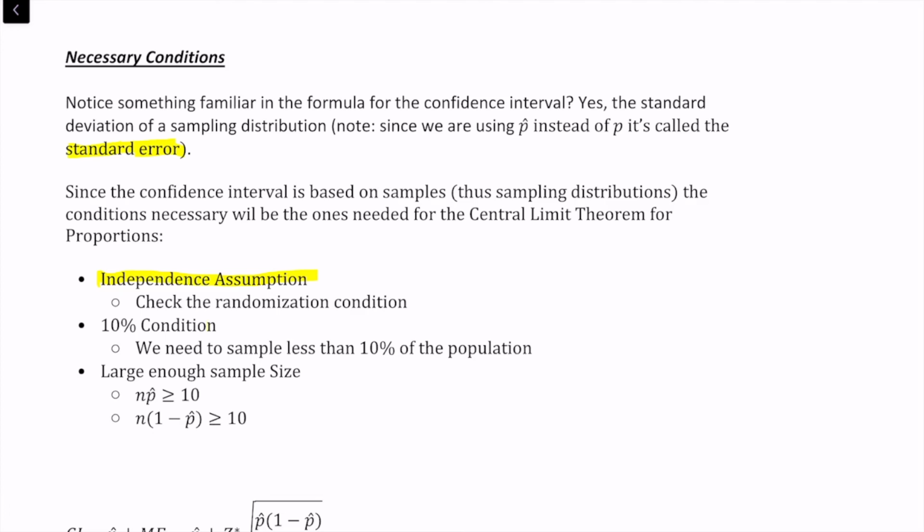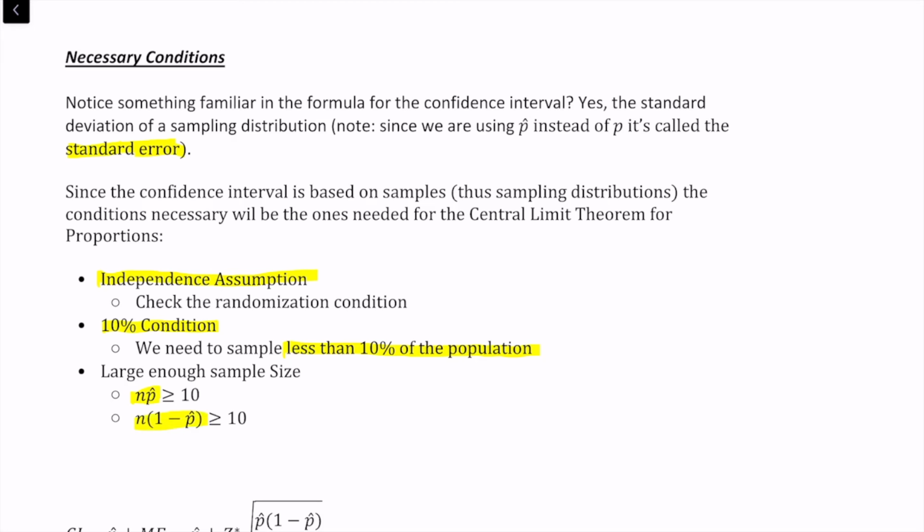Also, we check the 10% condition. Remember, we need to make sure that we sample less than 10% of the population. If we sample too much, we're going to end up with a dependent situation. We don't want that. We want to keep independence. And then lastly, we need a large enough sample size. So if you recall the central limit theorem for proportions, to get a large enough sample size, we checked n times p. Well, this time we're going to check n times p hat, n times the sample proportion. We need that to be greater than or equal to 10, and we also need n times 1 minus p hat to be greater than or equal to 10.